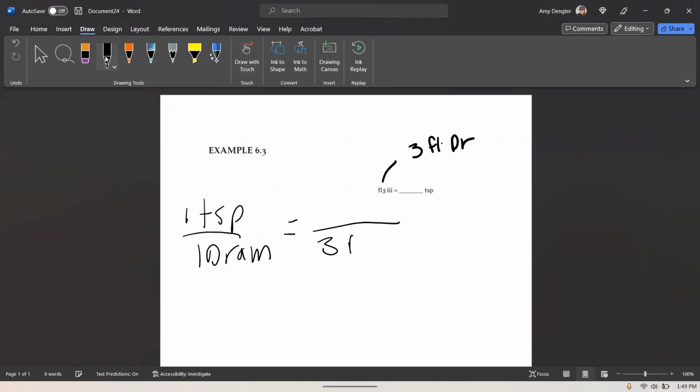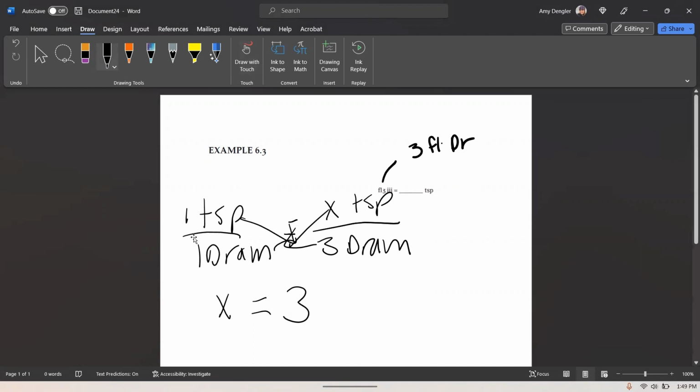And we have 3 drams here. How many teaspoons? So we would do 1x, which is just x, and then 1 times 3, which is just 3. So our answer is x equals 3, and that makes sense because if we have 2 of the same numbers on this side, we have to have 2 of the same numbers on this side, and we do. So our answer is 3 teaspoons.